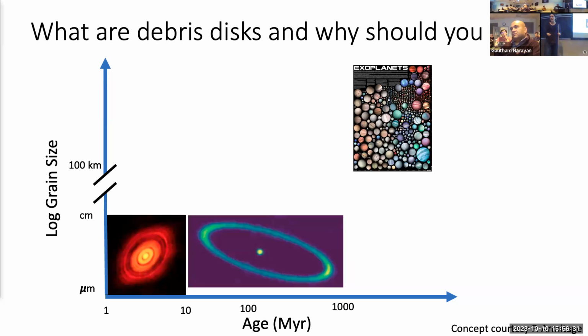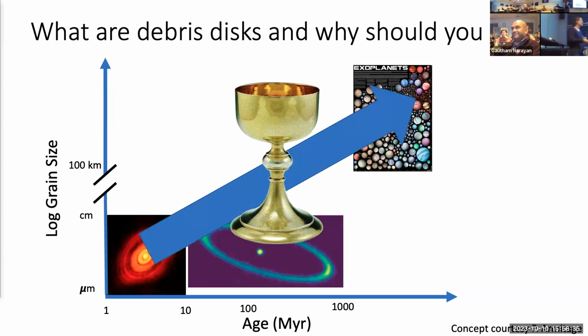So it's this important gap, and really the holy grail of planet formation research is understanding how we go from the initial conditions and the early system conditions in protoplanetary disks to the mature planetary systems that we're seeing with exoplanet surveys. And debris disks are a really important intermediate piece of that puzzle because they span that intermediate gap. Okay.